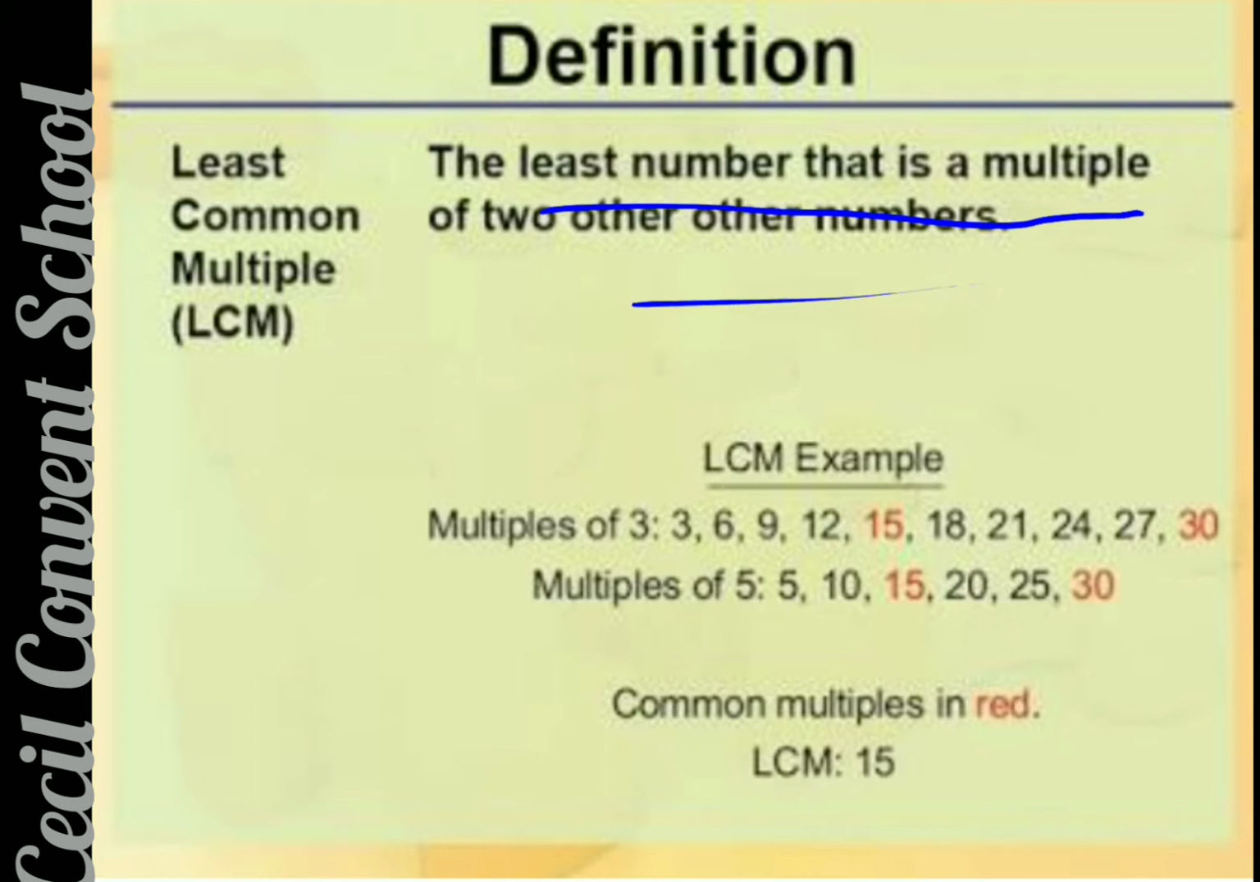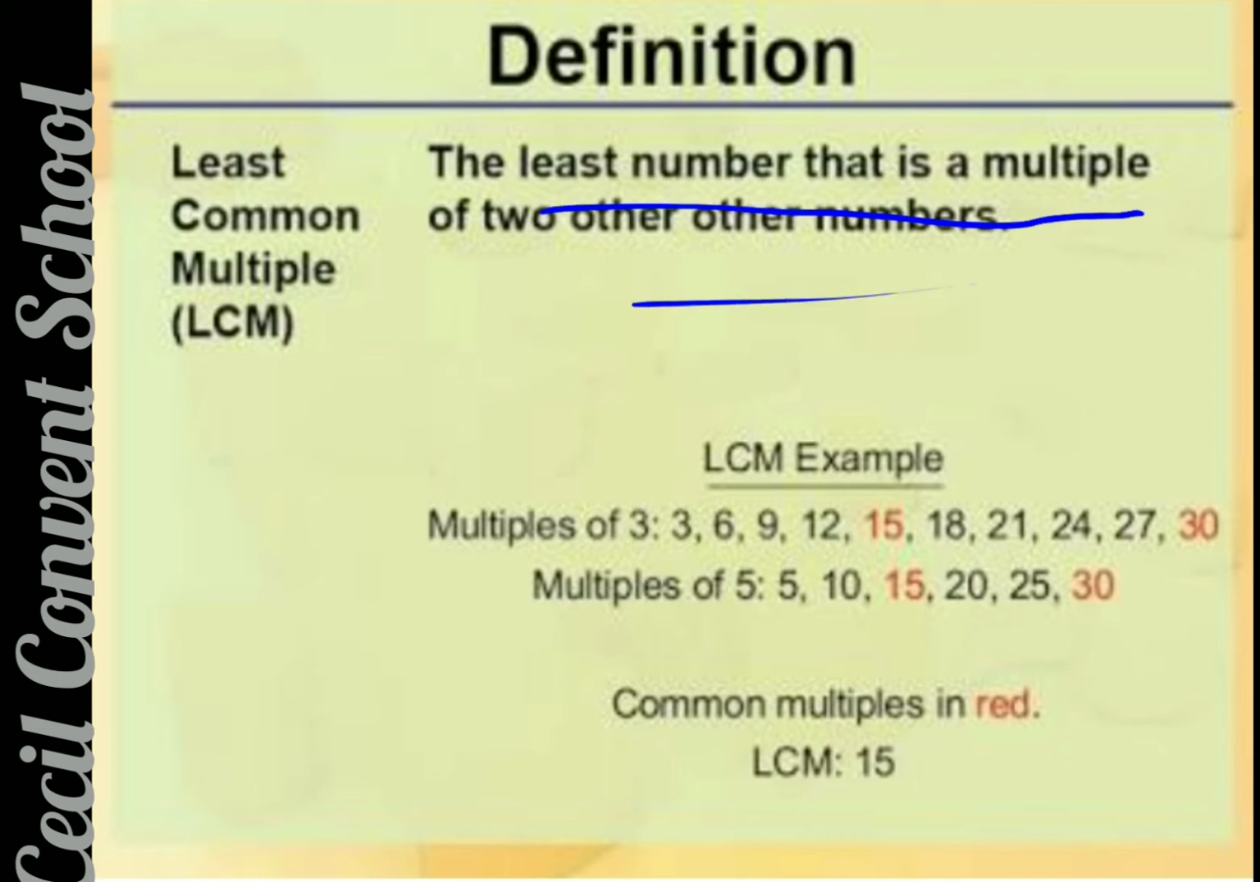Clear? See this example. Multiple of 3 means I have written the table of 3 till 30. Then I have written the table of 5 till 30. Clear? After that, what I have to do, I have to find out the common multiple. See, I have written the common multiples with the red color.